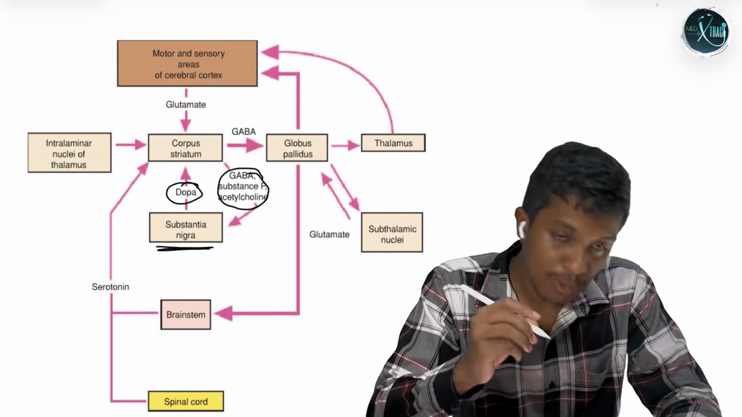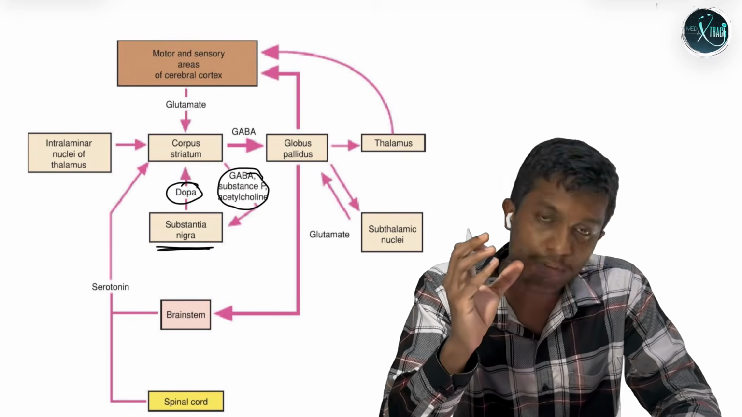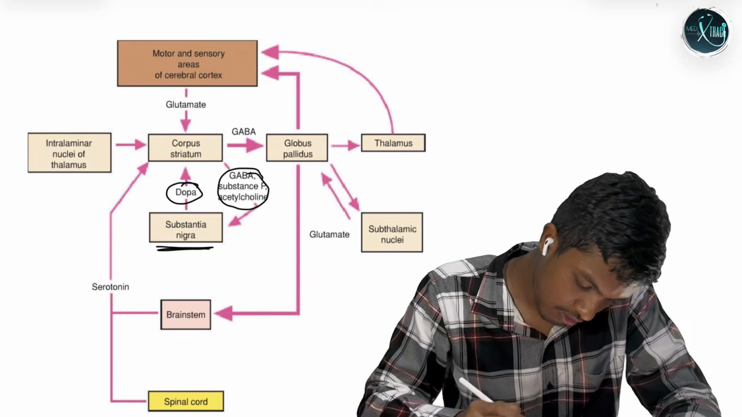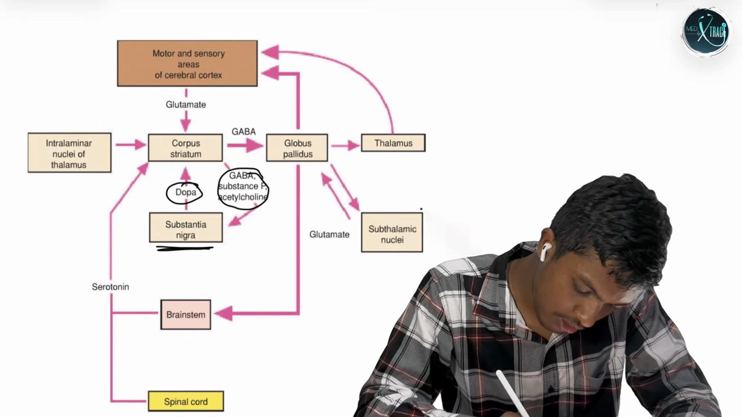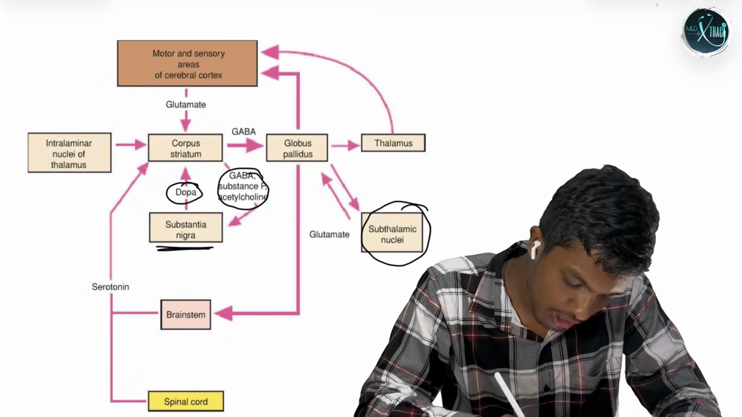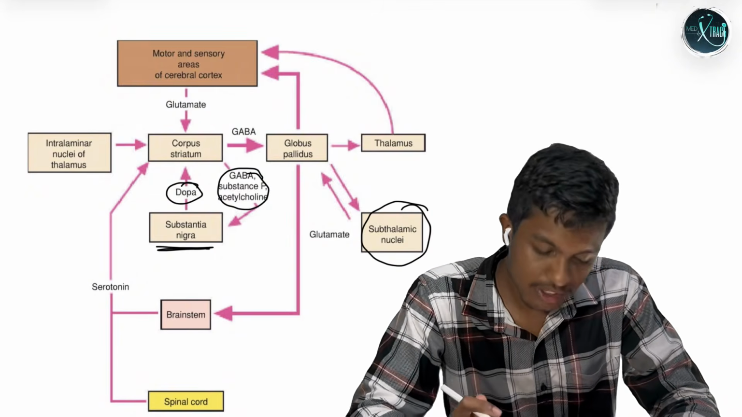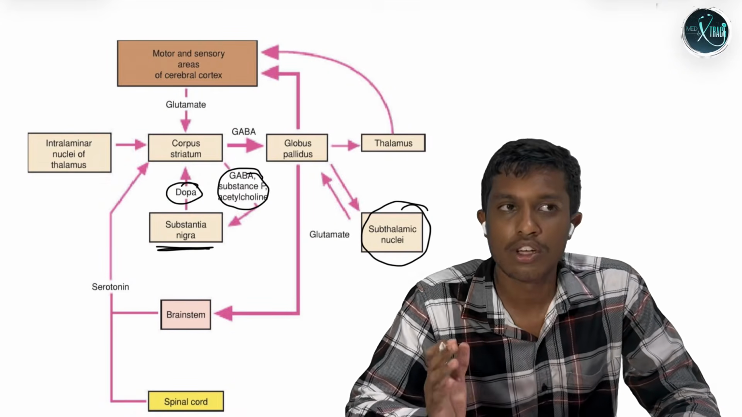And the corpus striatum is also associated with the interlaminar nuclei of the thalamus. And another important connection is with the subthalamic nuclei. The subthalamic nuclei is connected with the globus pallidus, and it is important in the indirect pathway.